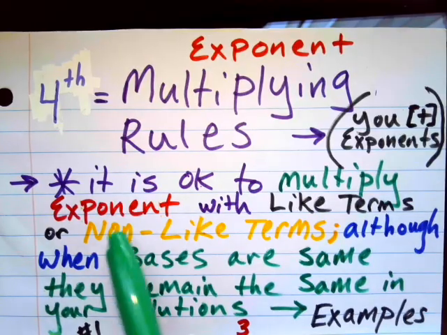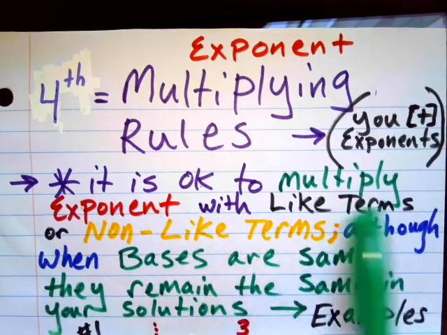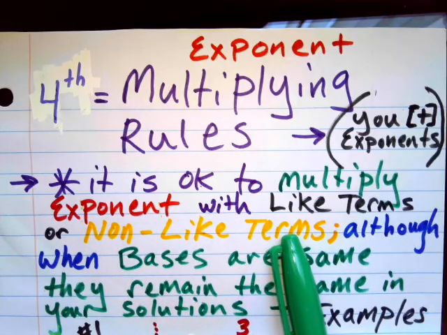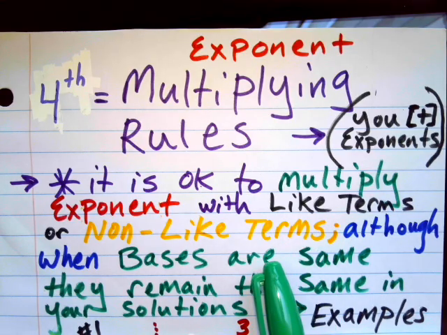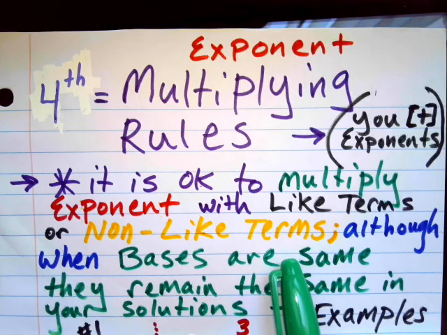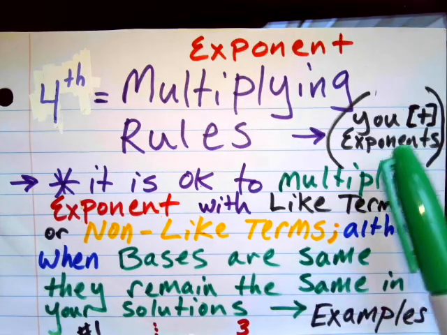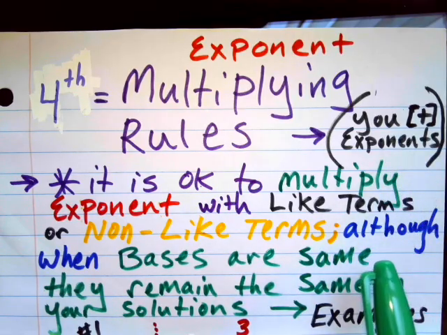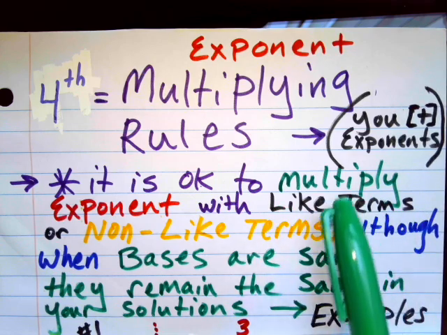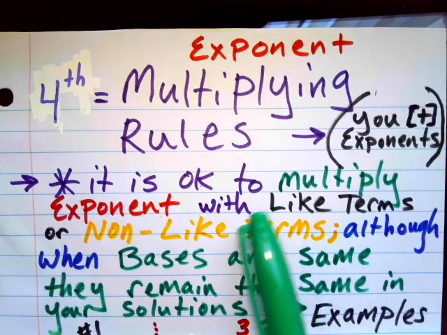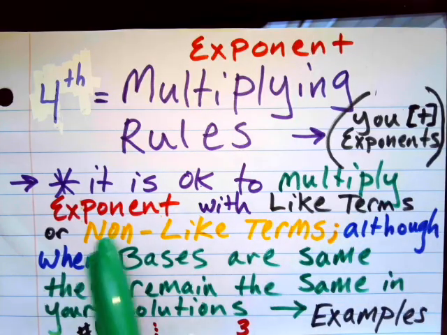It's okay to multiply exponents with like terms or non-like terms. So whether they're the same letter, the same variable, the same number, or different numbers, different variables, you can still multiply. You're going to add the exponents. So remember, in adding and subtracting, you had to have like terms. But when you multiply or divide, you do not have to have like terms. They can be non-like terms.